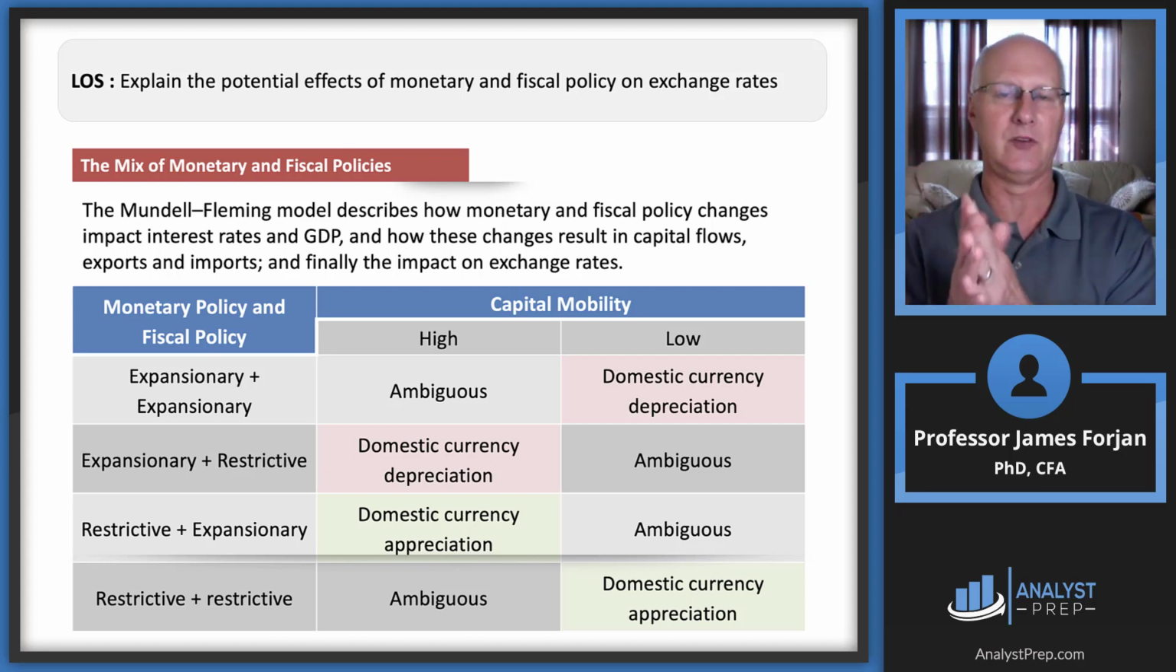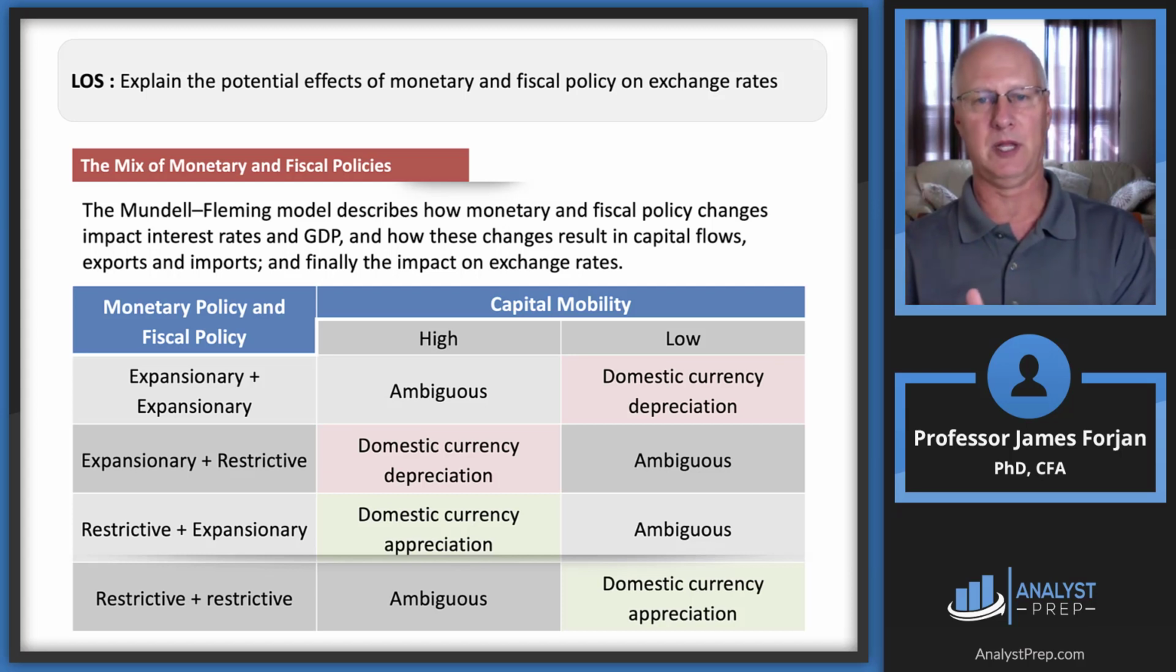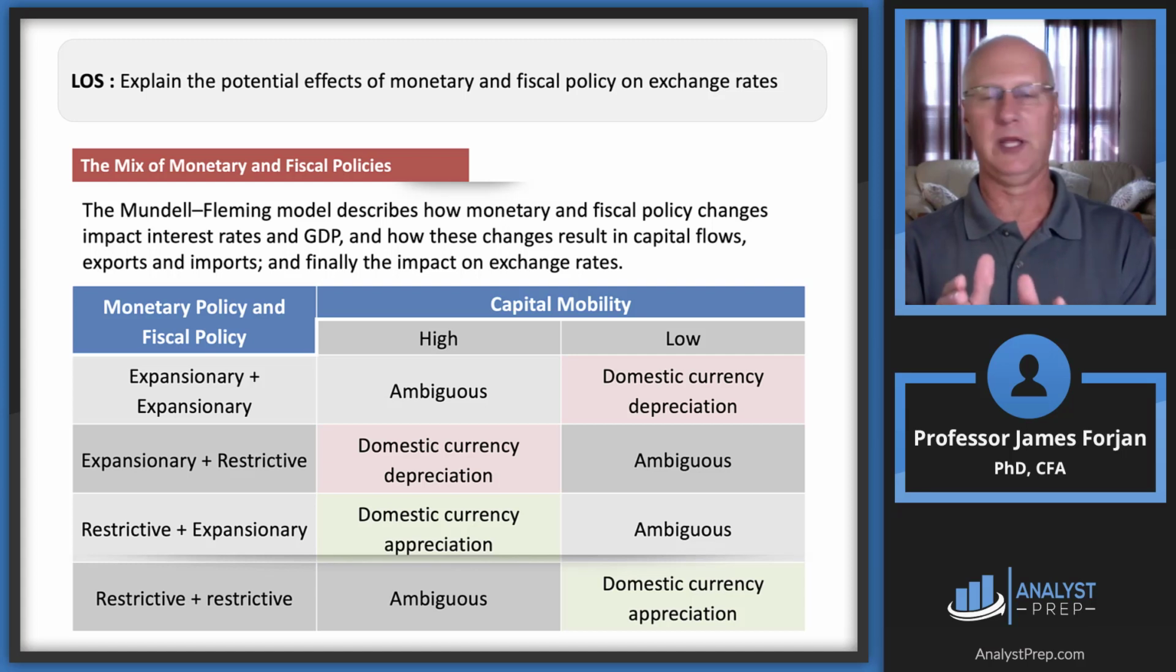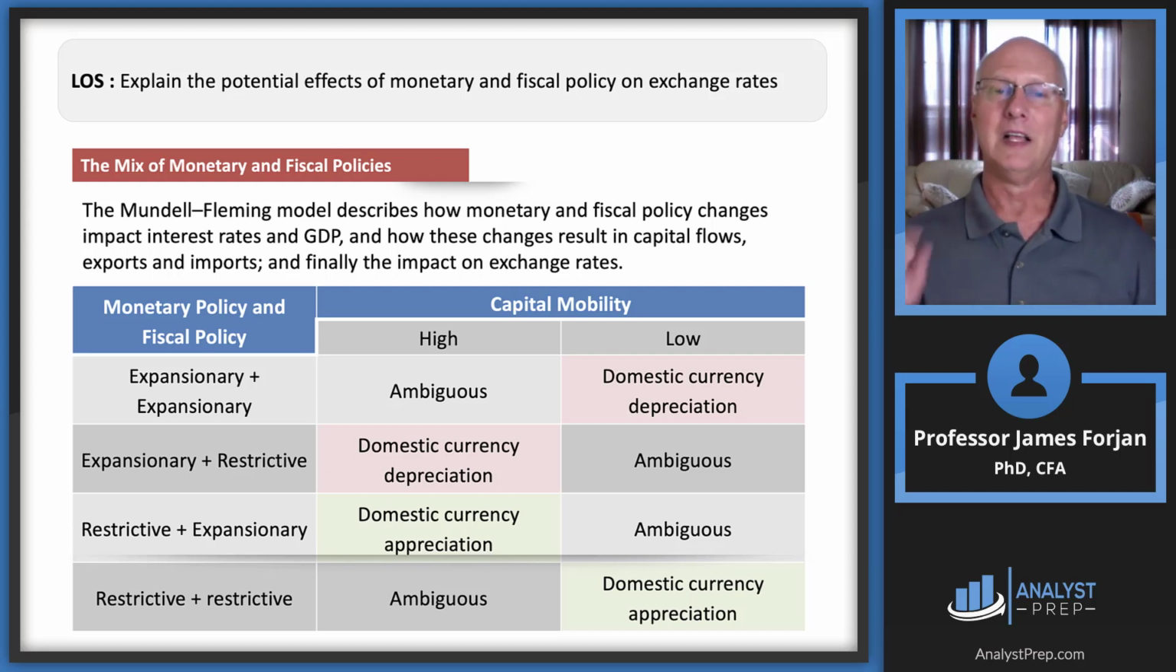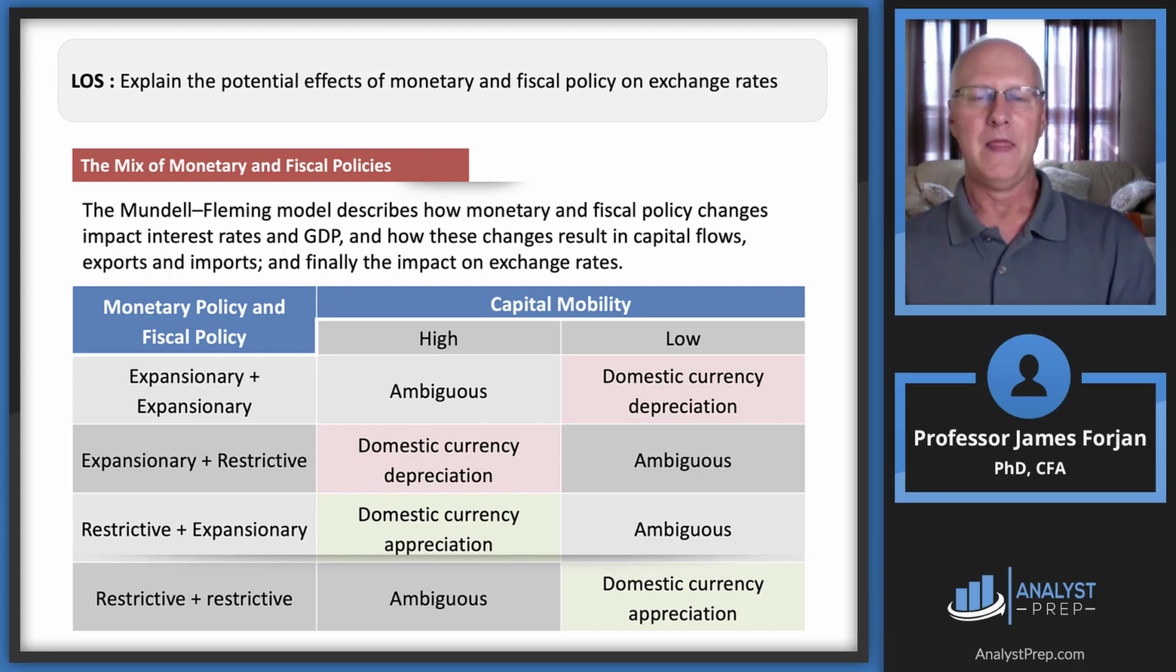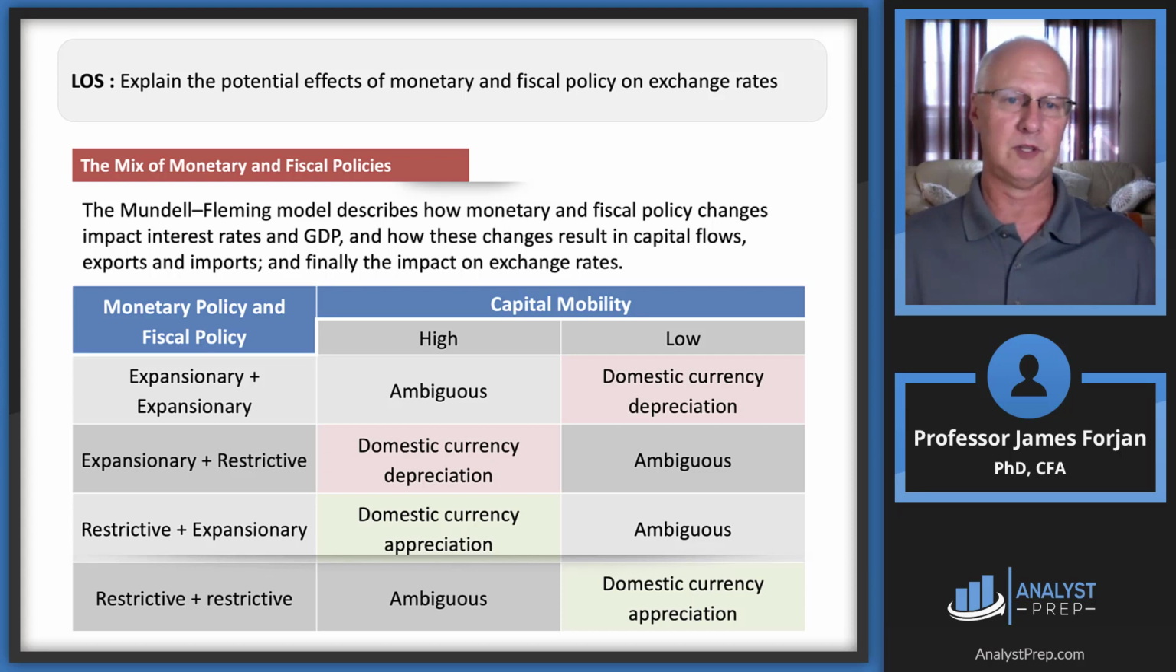It divides these outcomes into two capital mobility possibilities. So if capital is very mobile, we call that high. If there's no mobility, we call that low. So look for high or low mobility. Look for that terminology in a vignette. And then the question is, okay, what is the central bank doing? And then what is the Congress doing, or Parliament, or whatever it's called in that particular country?